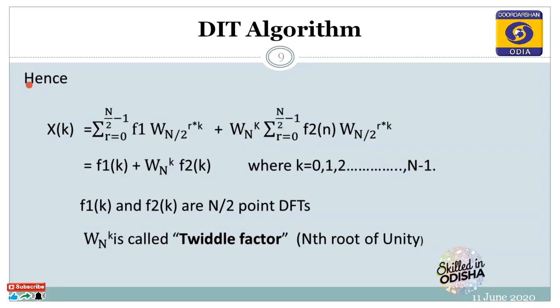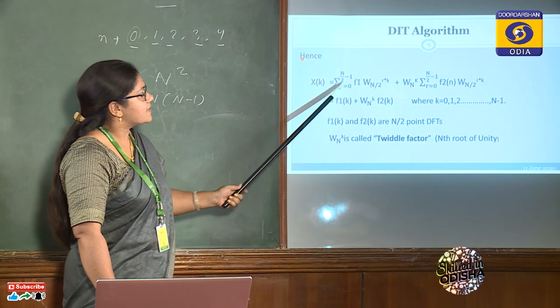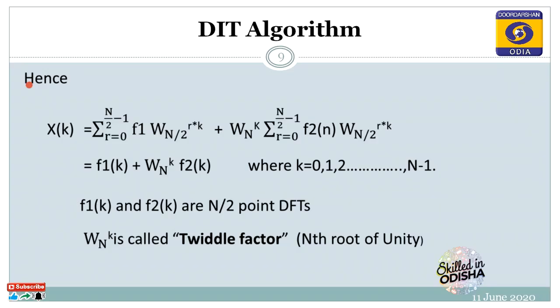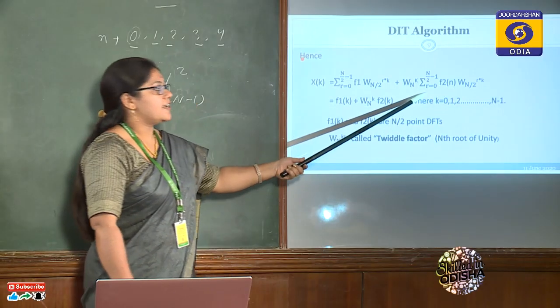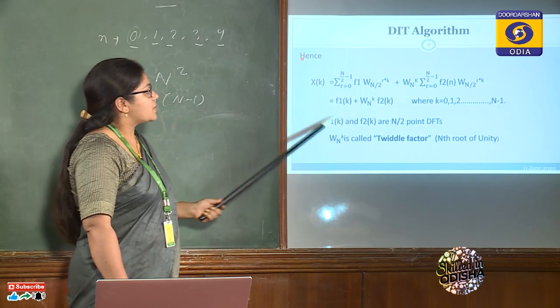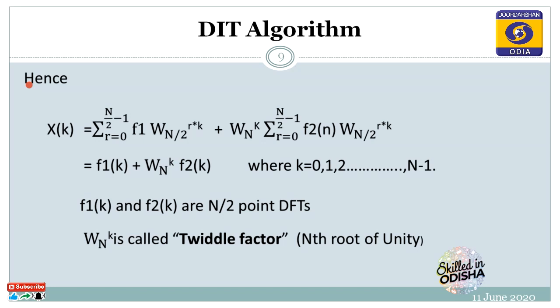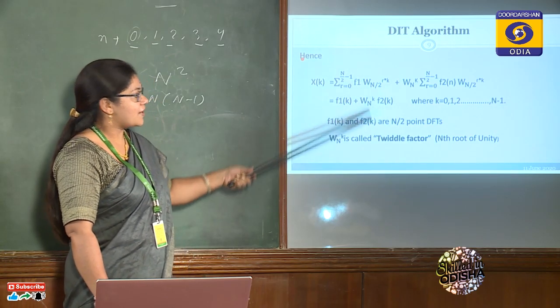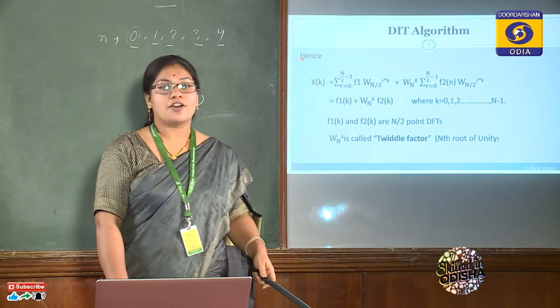Now look at this equation. Is this not similar to the DFT equation? Since this is similar in form to the DFT, we can just write this as the N by 2 point DFT of f1(n), which I have written as F1(k). Similarly, this factor will remain as it is, and the next is again the N by 2 point DFT of f2(n). So this is the total equation we got. Ultimately, what we did is decompose X(k) into 2 parts, F1(k) and F2(k). This we call the first stage decomposition.